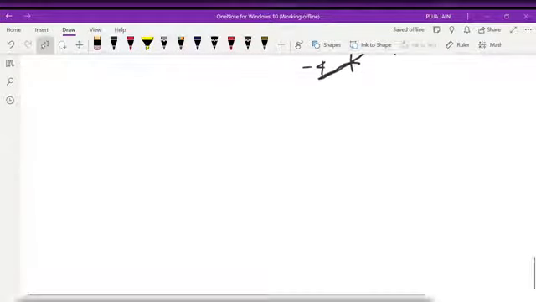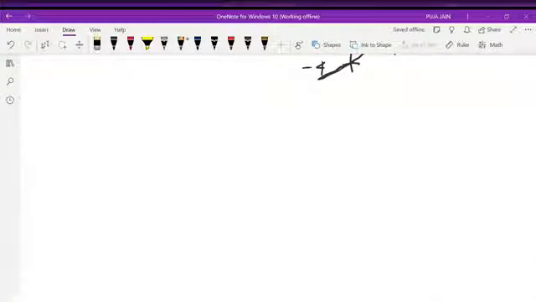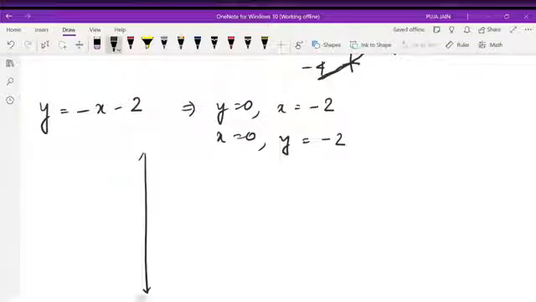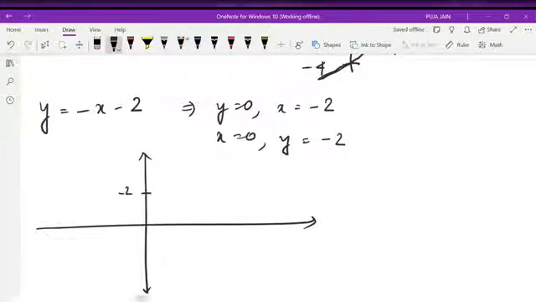Now suppose y equals x minus 2. Then at y equals 0, what am I getting? x equals 2. At x equals 0, I am getting y equals minus 2. So now how will our graph be? Suppose this is minus 2. This is minus 2. So when x equals 0, y equals minus 2.